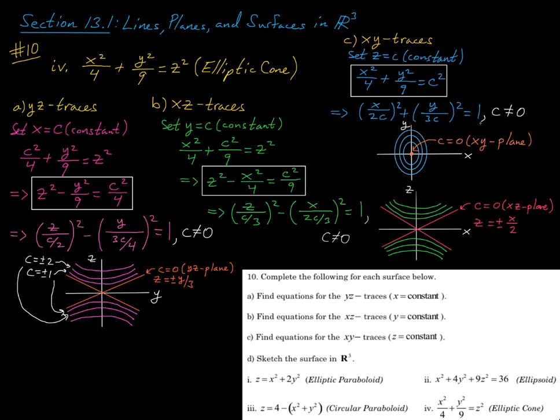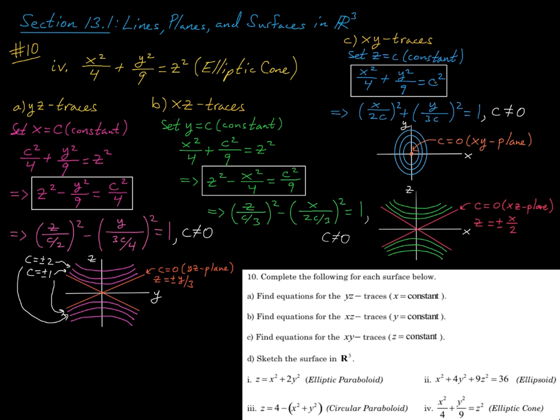And then for our xy traces, looking at the intersection of our surface with planes parallel to the xy plane, well, setting z equal to c, I get x squared over 4 plus y squared over 9 is equal to c squared. And if I divide both sides of this equation by c squared, as long as c is not 0, I get this equation. This is the equation of an ellipse.